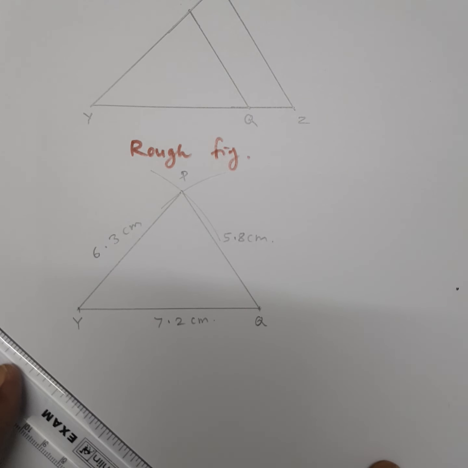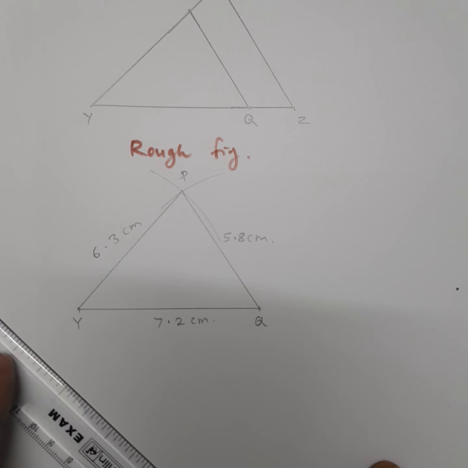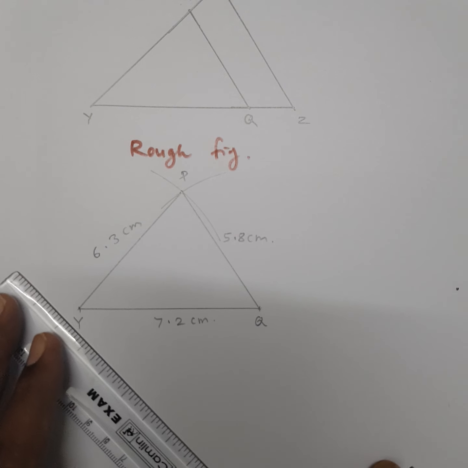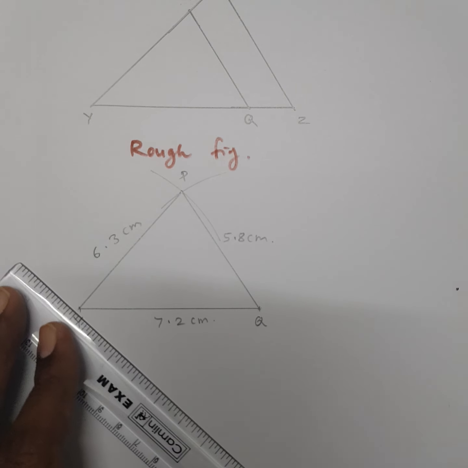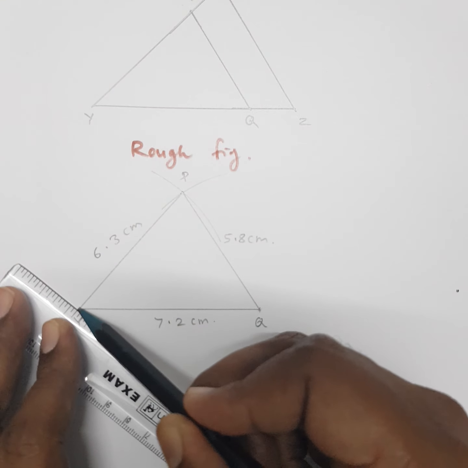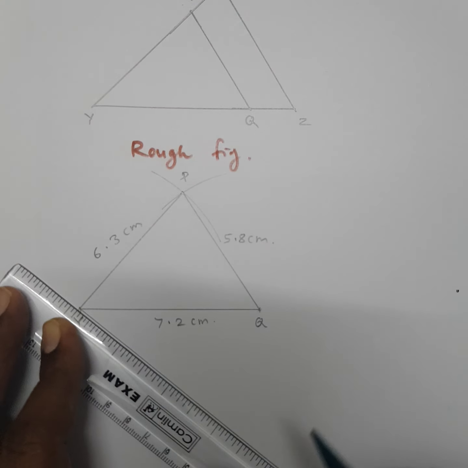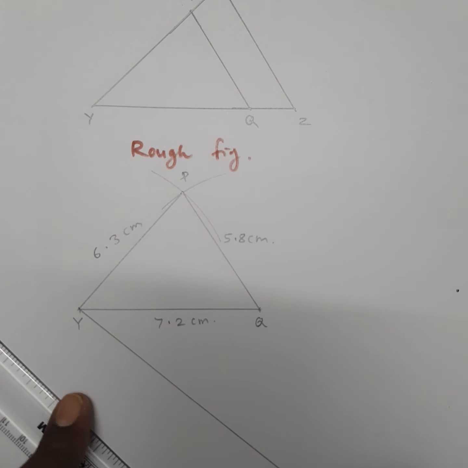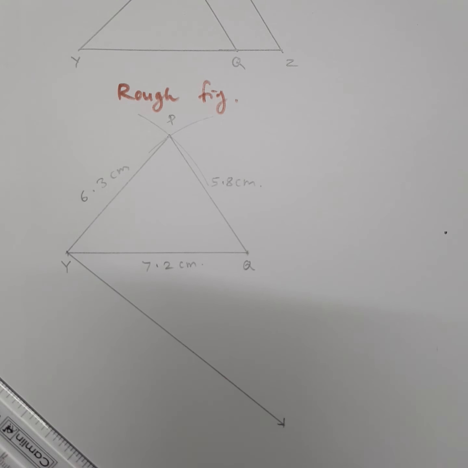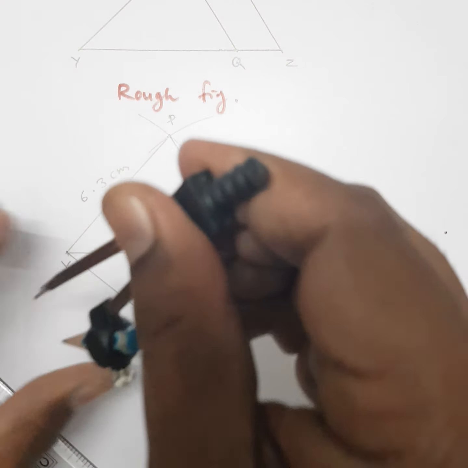Side of triangle XYZ is in the ratio given as 6, and side of triangle PYQ, that is YQ, is 5. Therefore, sides of triangle XYZ are larger than sides of triangle PYQ. Here, draw a ray through any acute angle. The larger number in the ratio is 6. Therefore, we will take 6 points here.